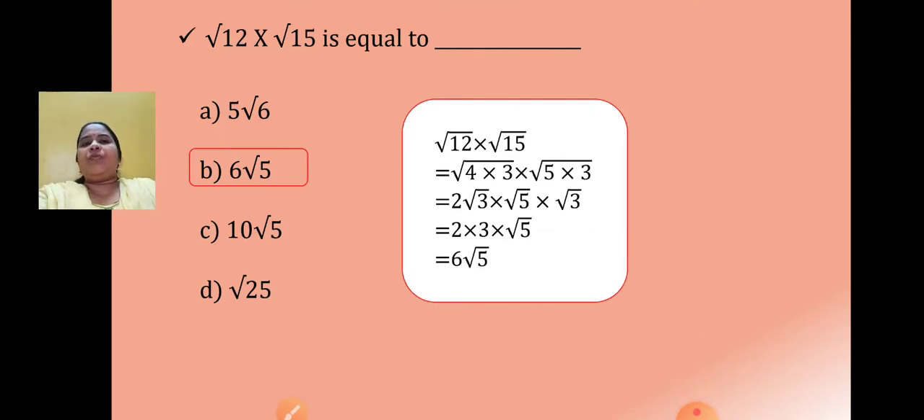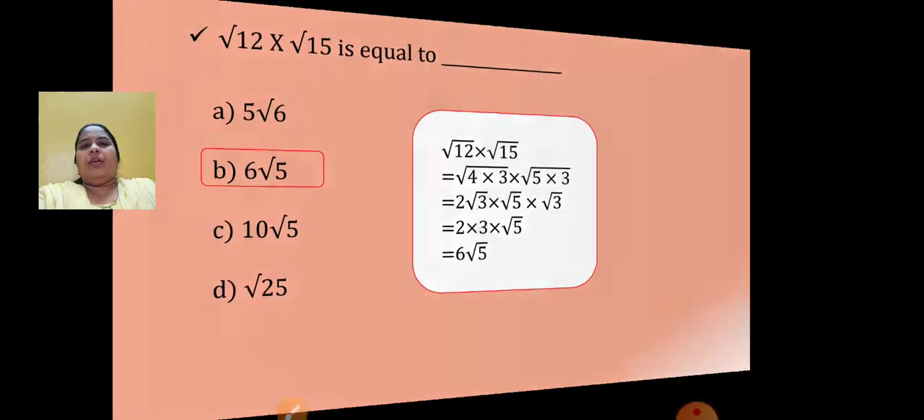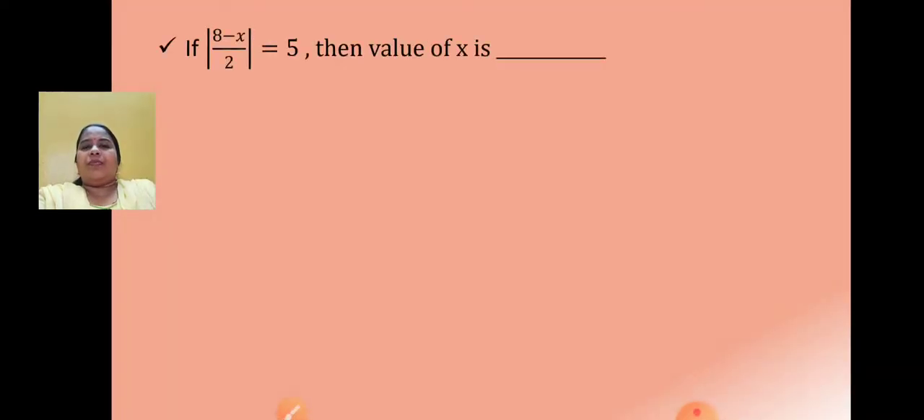This is multiplication of two surds. We have learned addition, subtraction, multiplication, division of surds in practice set sums. See how they can be asked. Now if this is asked, it can be asked for 2 marks. Right? Okay. Let's see the next question. Now this is also a 2 mark question. It depends upon the modulus. Thus we have learned. If mod of (8 minus x) upon 2 is equal to 5, then the value of x is dash. Options are minus 2, 18; minus 1, 9; minus 18, 2; minus 9, minus 1.